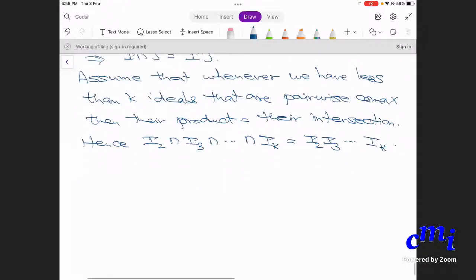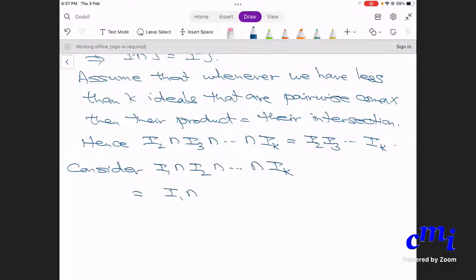Now, what do we want? We want to take I1 intersect I2 intersect I3 up to IK. Consider I1 intersect I2 intersect up to IK. By what I just said, it's I1 intersect the product I2, I3 up to IK. This I want to show is the product of I1, I2, I3 up to IK. This is what I want to show.